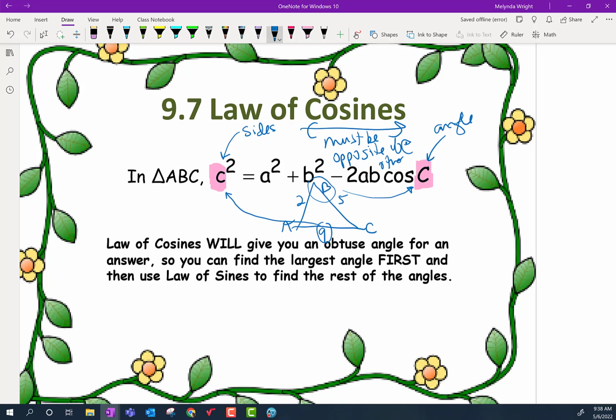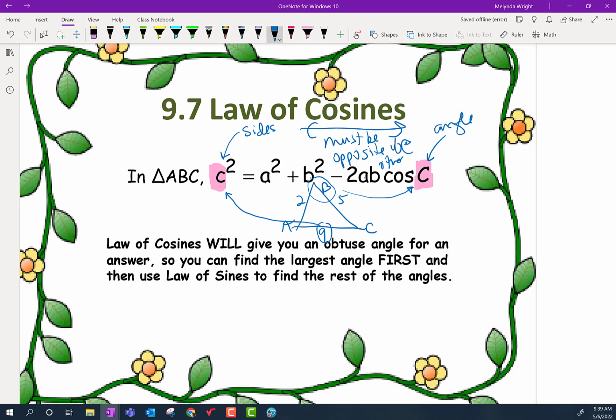The letters don't matter. When I square numbers and add them together, does it really matter which order I add them in? Or when I multiply two numbers together, does it really matter which order? So where we put the 2 and the 5 doesn't really matter. I could put the 2 in place of the 2 A's or in place of the 2 B's. It doesn't matter. So that's how you would set up the law of cosines.